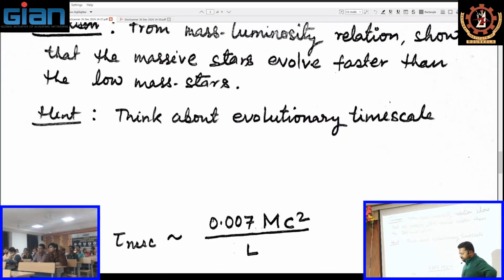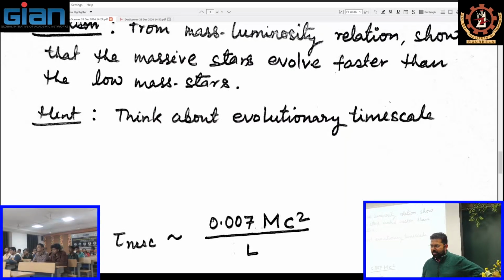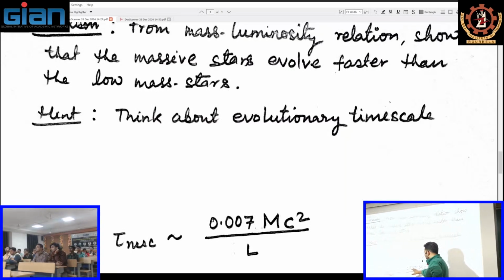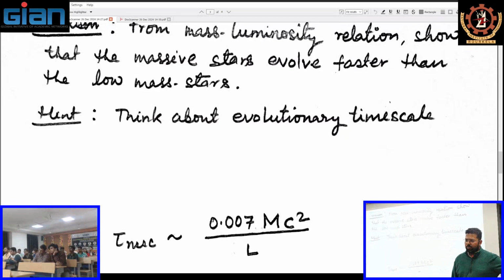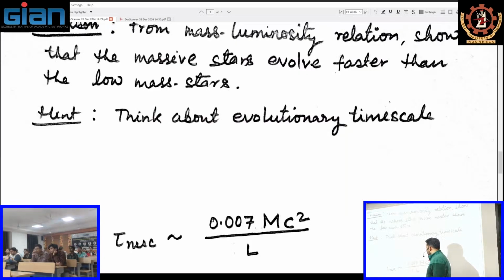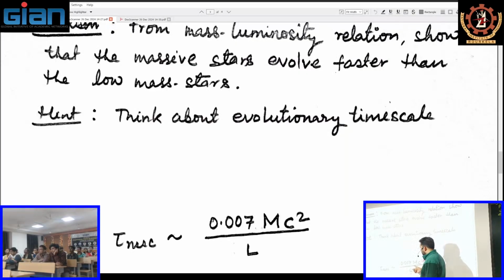The nuclear time scale is expressed in terms of a fraction, a constant, multiplied by m c square divided by the current luminosity of the star. We are basically using a mass energy equivalence relation here. So we have a fraction 0.007 into delta m or m in c square divided by luminosity. You can check the dimension: the numerator represents energy, and you have energy per unit time, so energy cancels and the only thing left is time. So the right hand side represents time.